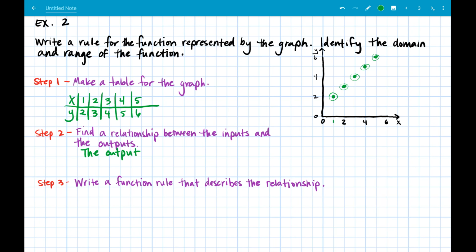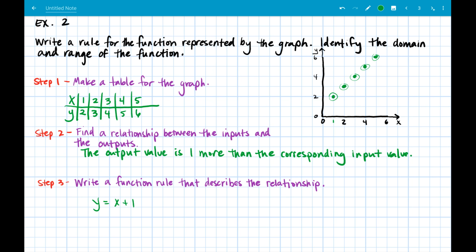I can write this down for you: the output values are just one more than the corresponding input values. Write it down so you can see it and hopefully make sense of it. So what that means is that y is going to equal whatever x is plus 1. No matter what x is, all I have to do is add 1 to it to get my y.